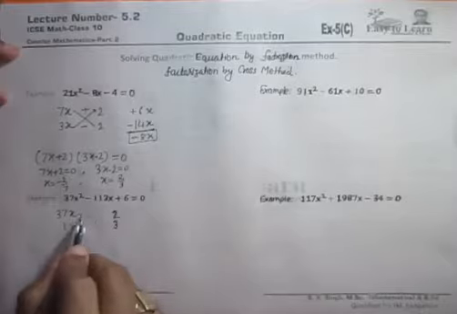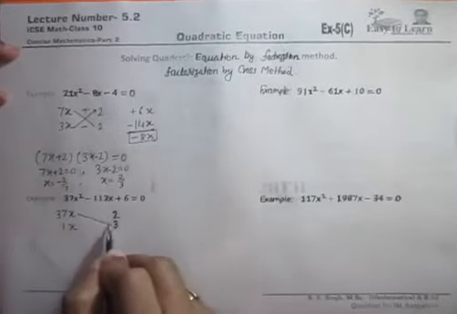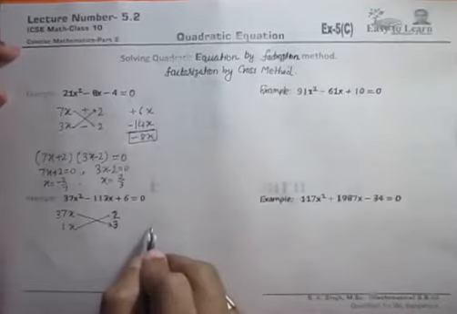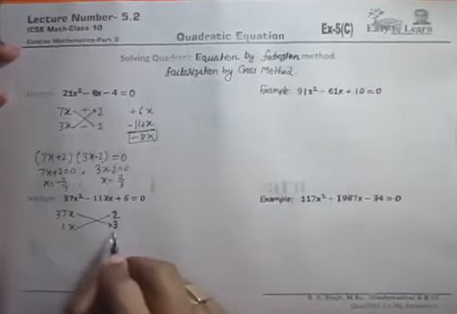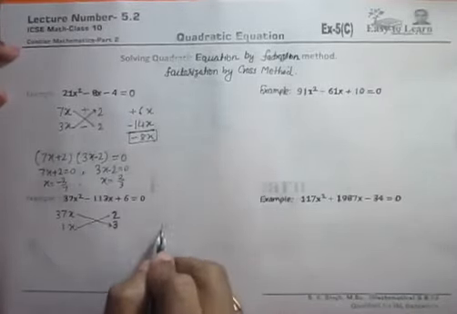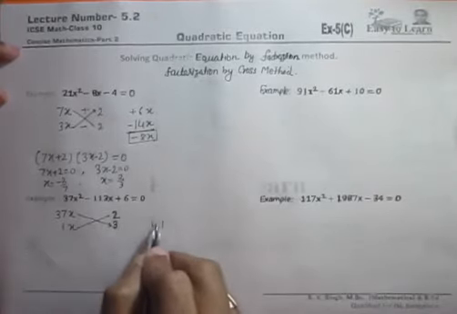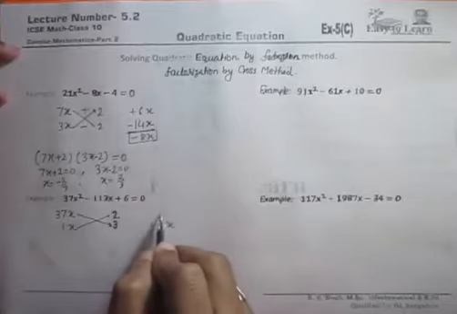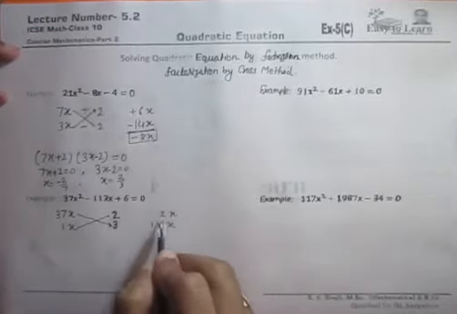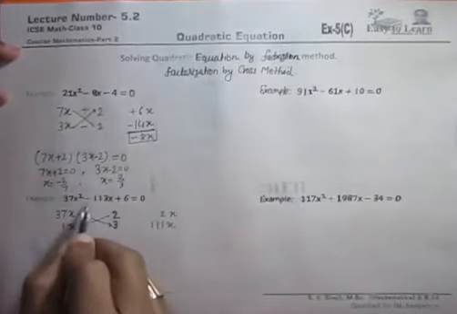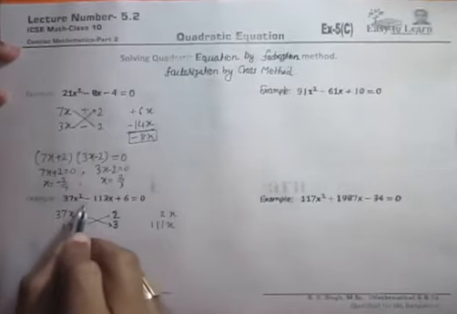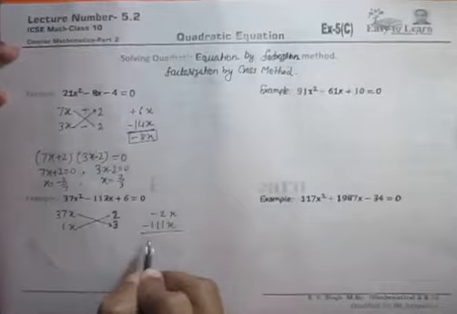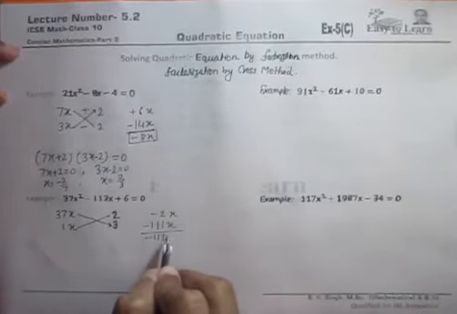Now cross multiply this by this and this by this. So 37 into 3 will be 111x, and 1x into 2 will be 2x. Now their sum is equal to what? 113x, and here the sum is minus, so put a minus here, so that its sum will be minus 113x.